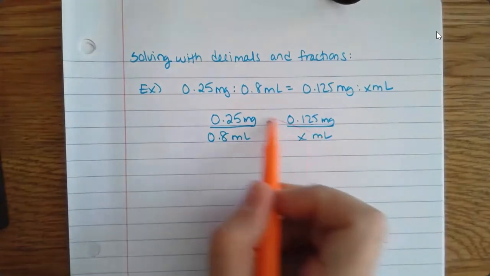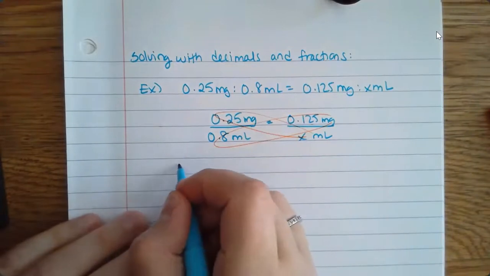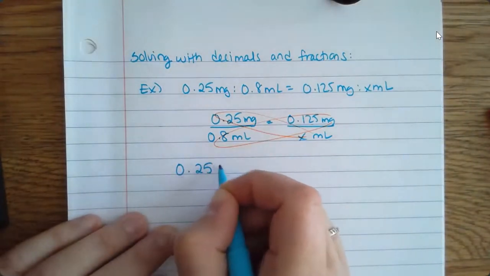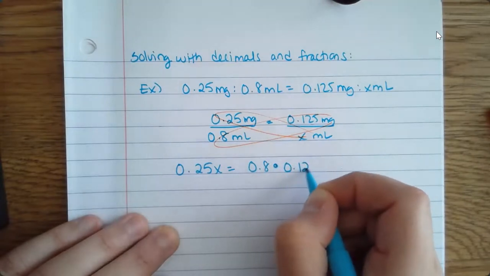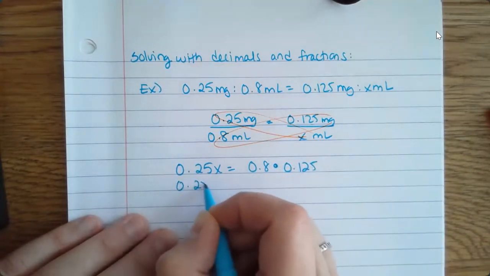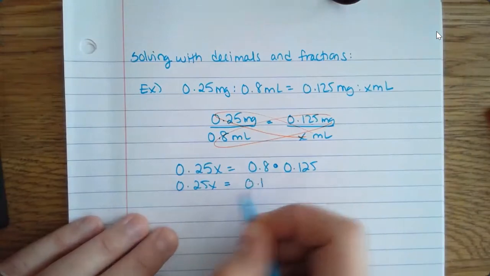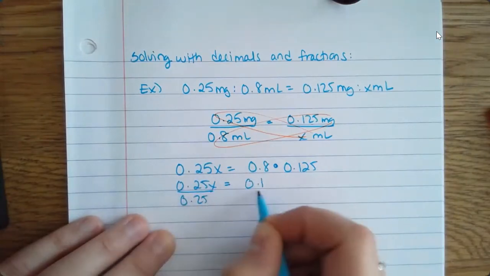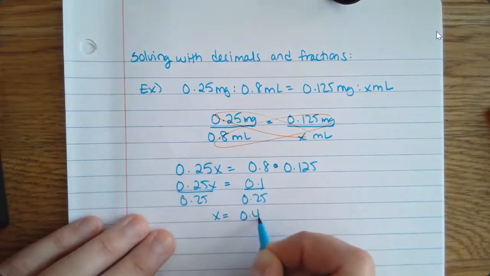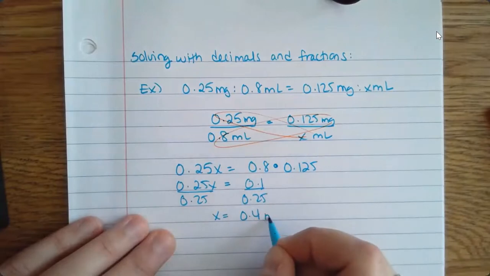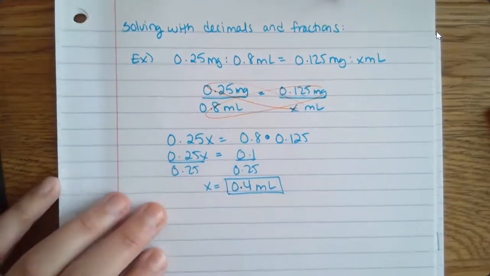And we're just going to solve the same way. So even though they're decimals, I'm not going to worry about it. I'm going to use my calculator. I get 0.25 times X equals 0.8 times 0.125. When I multiply that out, I actually get 0.1. I divide both sides, and I get 0.4. And remember, we're trying to find our milliliters here. So the answer is 0.4 or 4/10 milliliter.